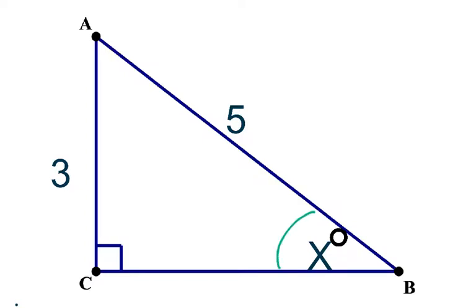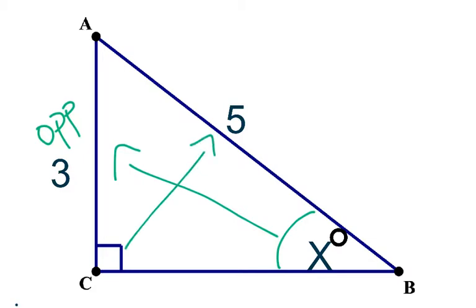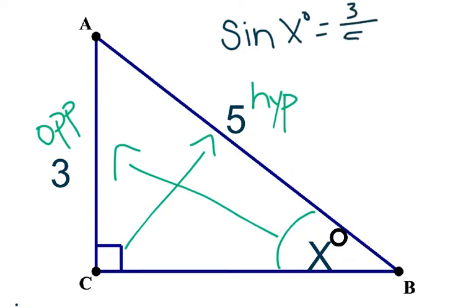Alright, still, once again, you have to know which side lengths you have. So 3 is opposite from the x, and then 5 is right across from the right angle, so that's my hypotenuse. Using that sentence, some old hippie caught another hippie tripping on acid, we should know that sine is the only one that deals with opposite and hypotenuse. So the sine of the angle equals opposite over hypotenuse.